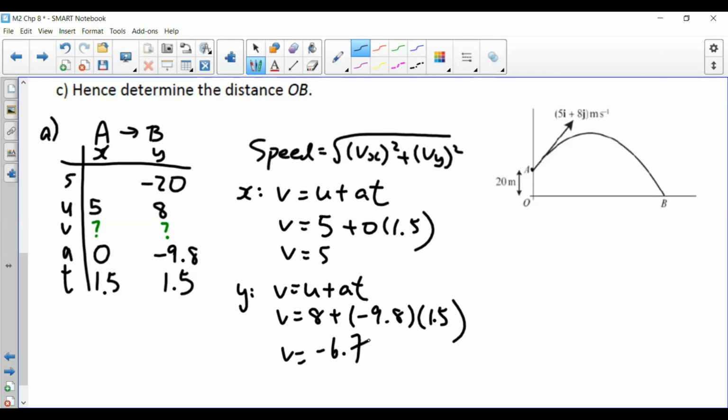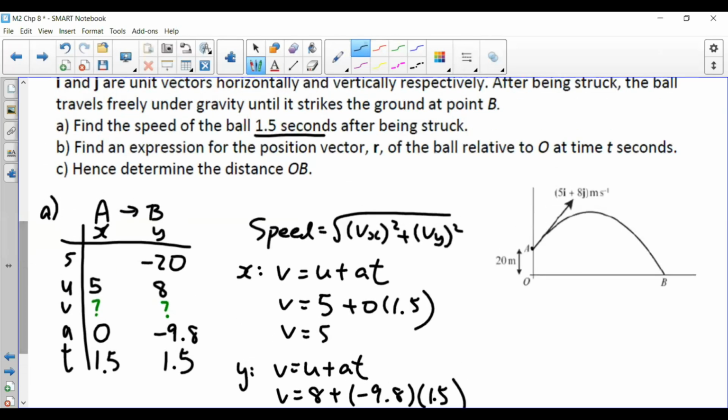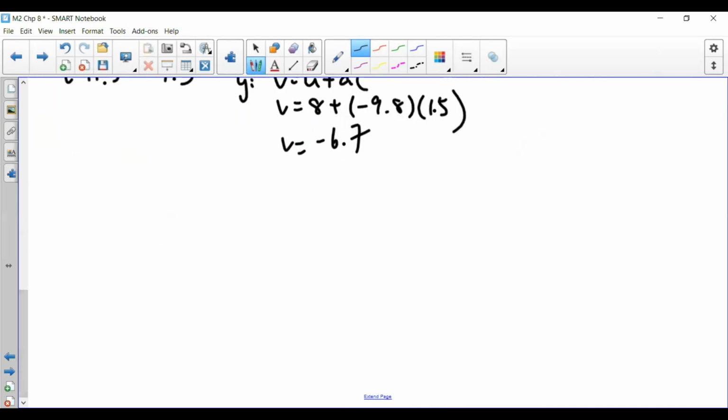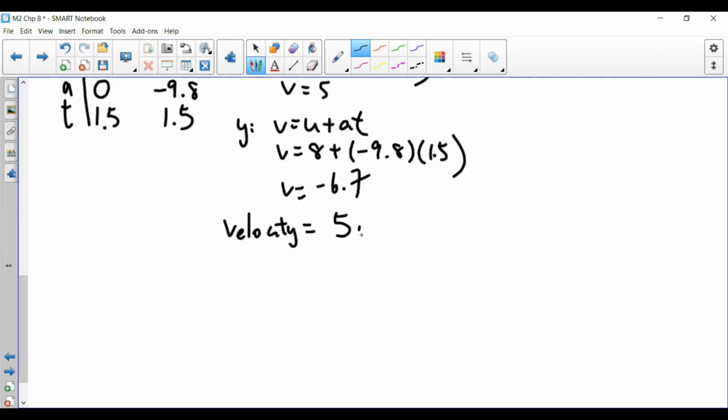-6.7. So it's negative. It makes sense because if it's going up, you can see it's +8, and coming back down will be a negative in terms of vertical position. So therefore, the velocity essentially equals 5i minus 6.7j. Now, this step is not required, but I'm showing you the steps in between to clear your concept.